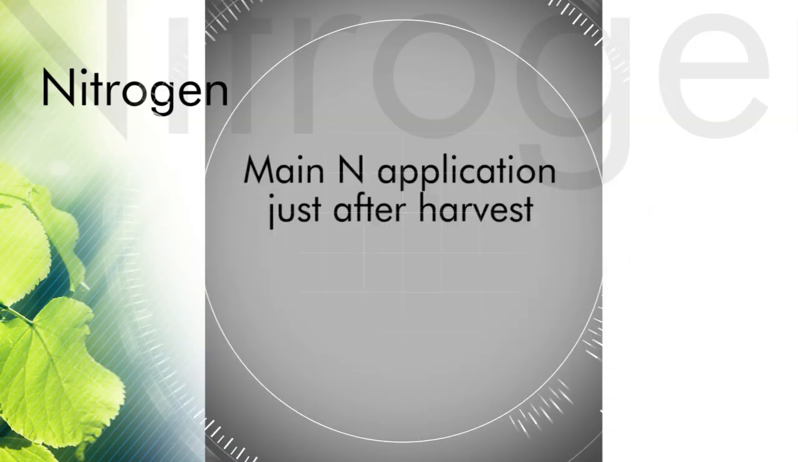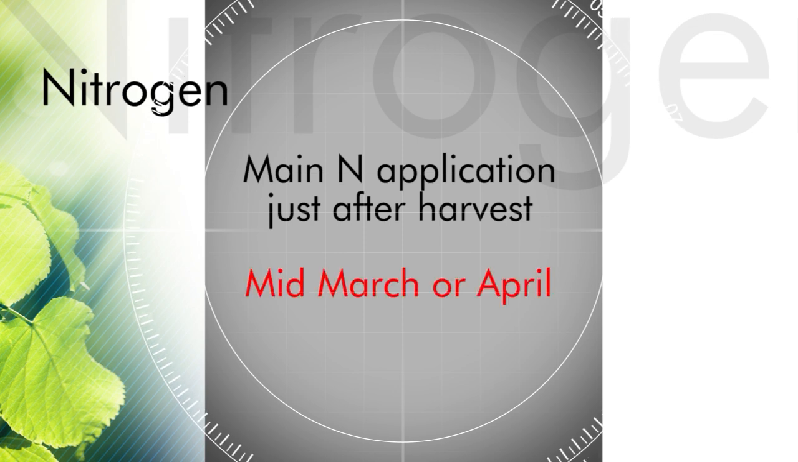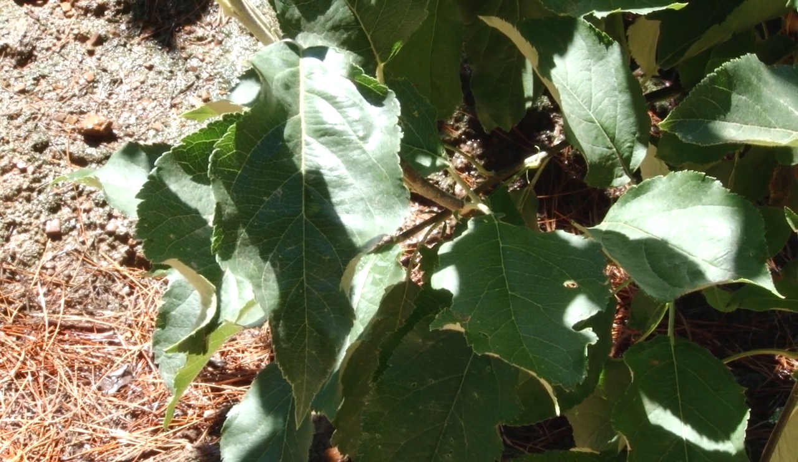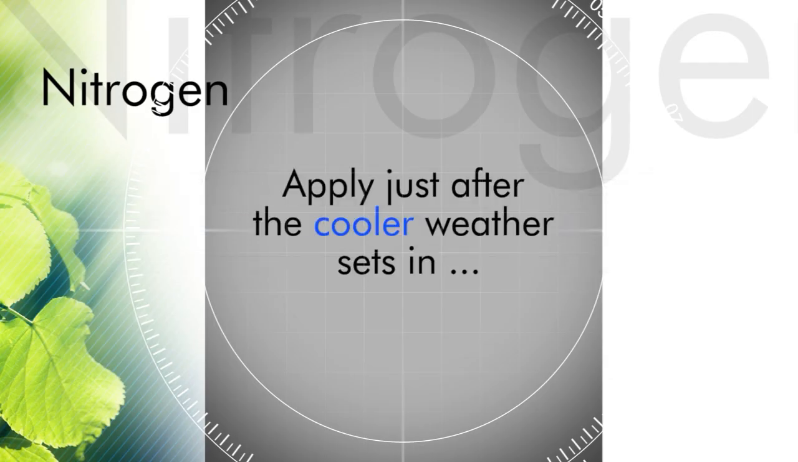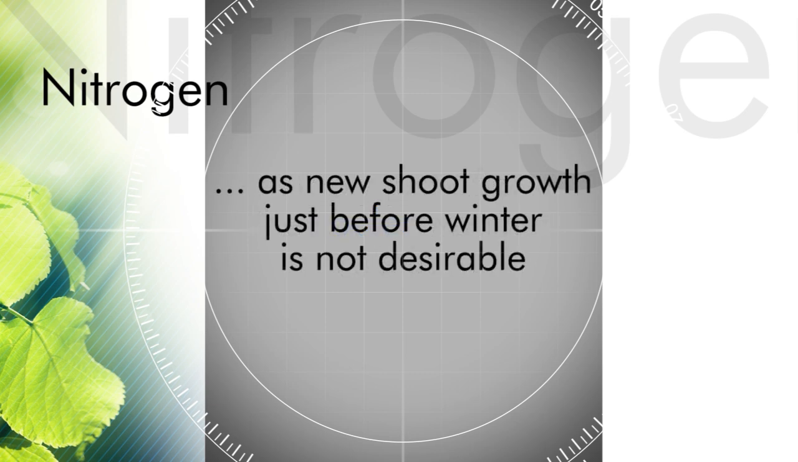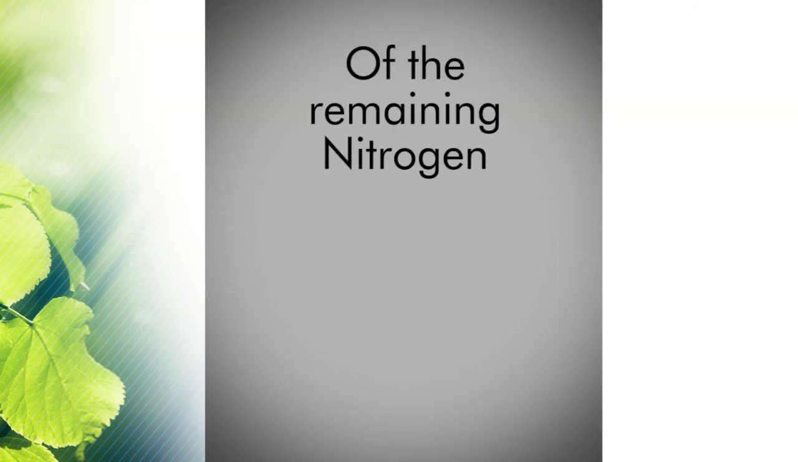The post-harvest fertilization is the main nitrogen application. This is done in mid-March or April after the crop has been harvested, giving the tree enough time to take up and store the reserves before it becomes dormant at the start of the winter. This large nitrogen application should be done just after the cooler weather has set in, as new shoot growth before winter is not desirable.